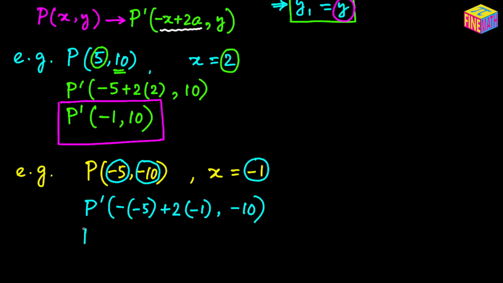And if we simplify that, it will look like this. It will be positive 5, since negative times negative 5 is positive 5, and then minus 2, that would be positive 3, comma, negative 10.